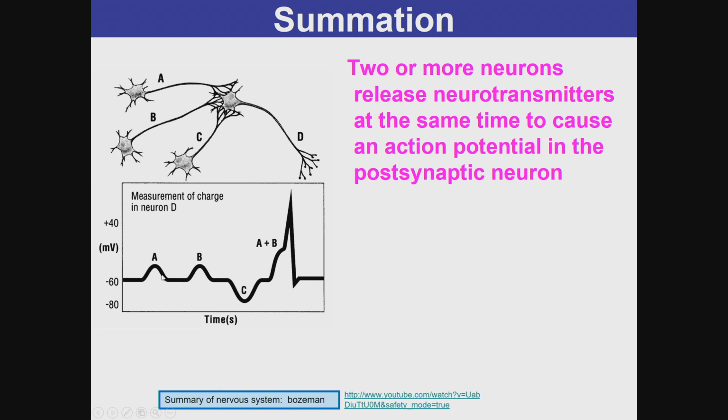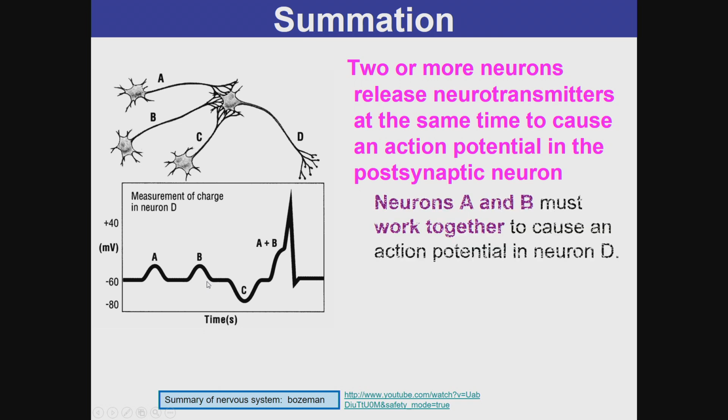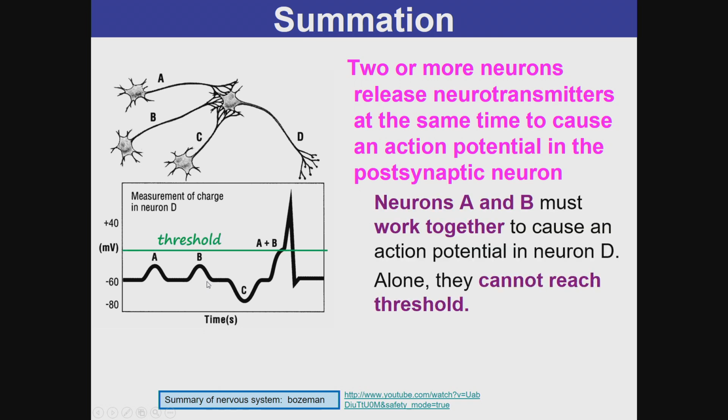We can see that A and B alone do not reach threshold, but they are causing some sodium to go in, so they are both excitatory. C is causing hyperpolarization, so it is an inhibitory neuron. Notice that when A and B both release their neurotransmitter at the same time, they reach threshold and cause depolarization in the postsynaptic neuron.